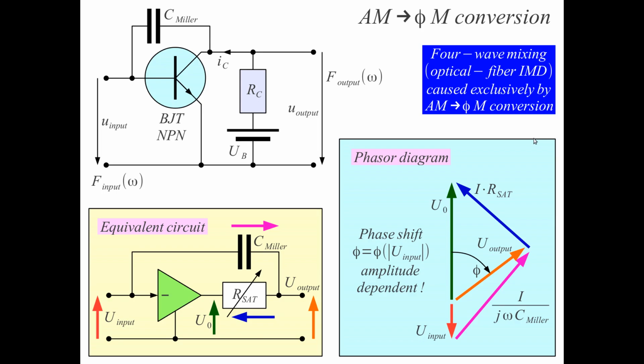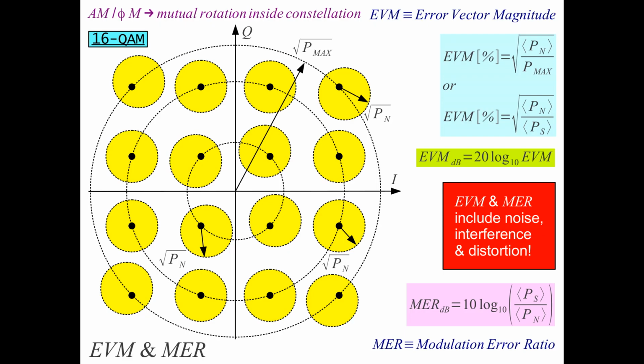I just wanted to mention here that we do have this effect, AM to PM conversion, amplitude modulation to phase modulation conversion, which is always present. We also discussed already the consequences of this effect, and we see the consequences, say, in QAM modulation. In QAM modulation, the rotation of the constellation depends on the amplitude.